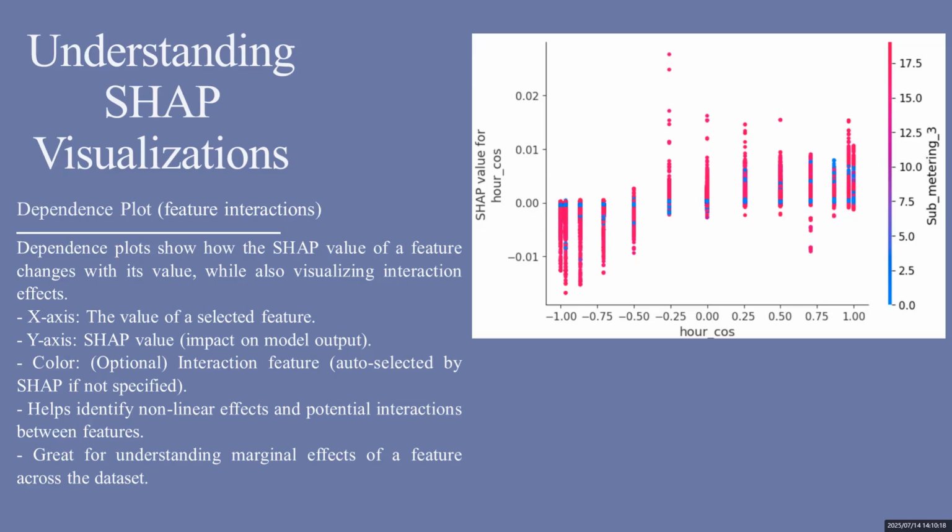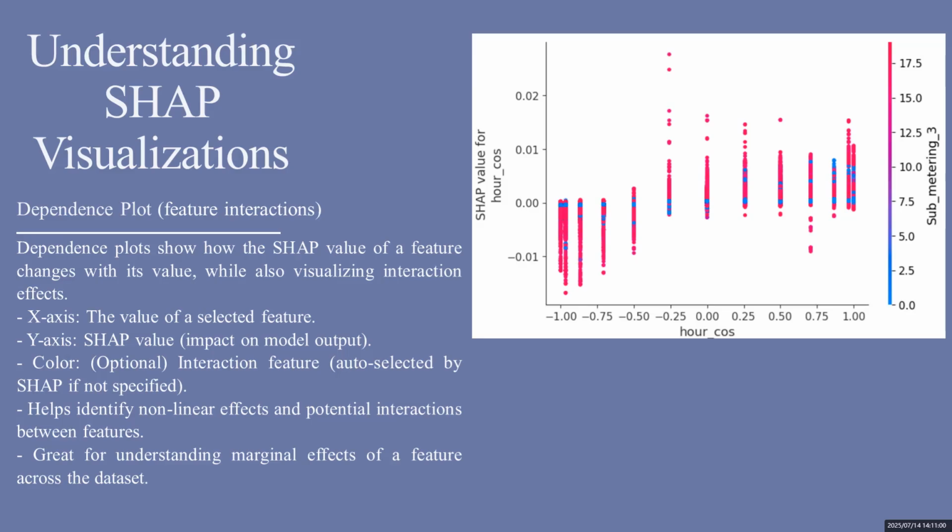We have the blue and the red. This helps identify non-linear effects and potential interaction between features. This is actually great for understanding the marginal effect of features across the dataset. We can see the color bar starts from 0 and goes up to 17.5. Where you have blue, it means the interaction between such features is very low. Across this plot, we could see the interaction between the two features. This tells us that the interactions are negative.